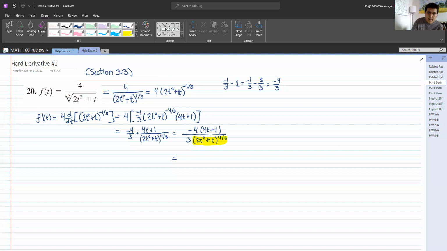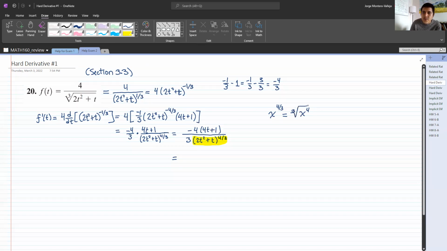So remember that, let's think of 2t squared plus t as a single thing. So let's call it x, okay? And this x is being raised to 4/3. Remember that when you have a fractional power, the numerator is the power, and the denominator is the index of the root, right? So this is like x being raised to the 4th power, but then we are taking the 3rd root, or the cubic root of it, right?